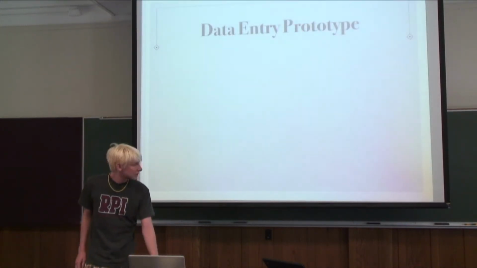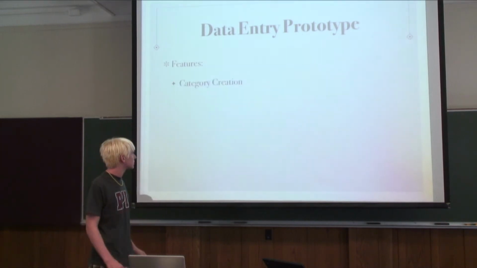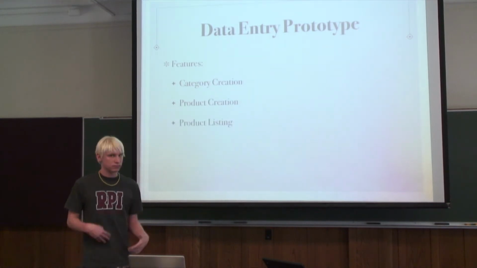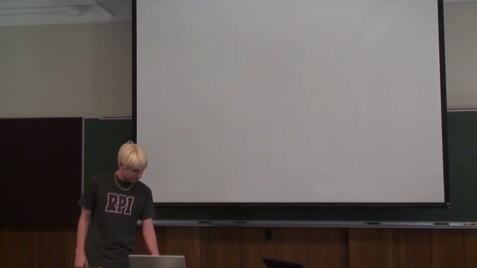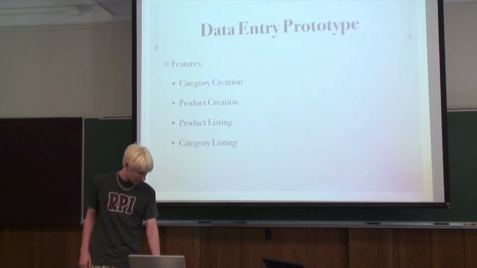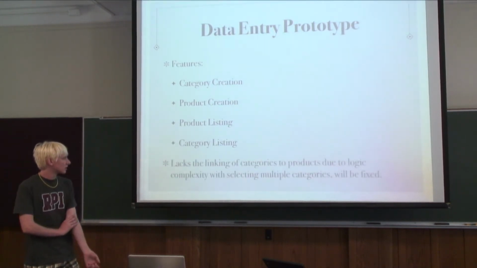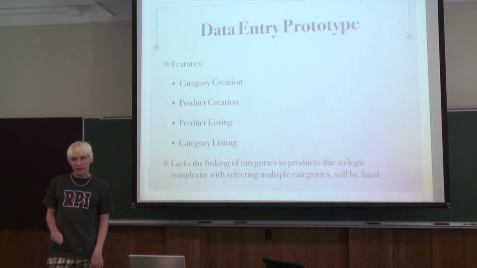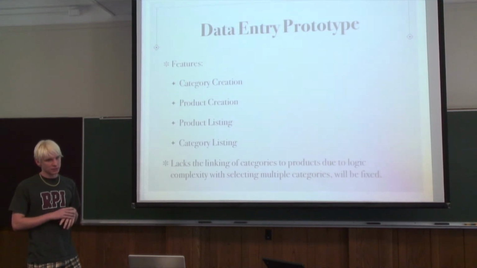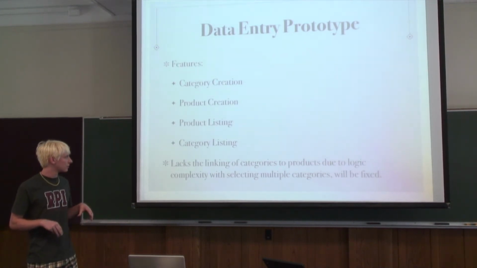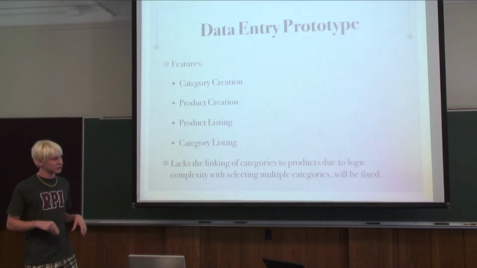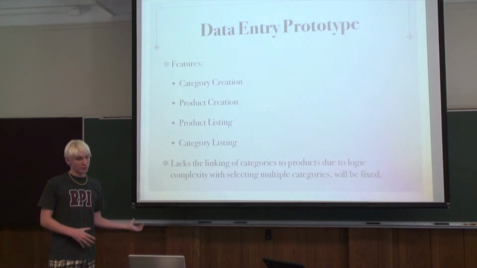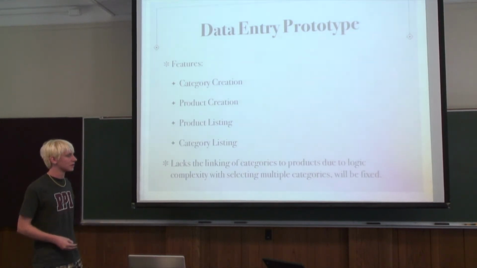So for the data entry prototype, the features currently are you can create a category, you can create a product, and you can list out the products and list out the categories. It currently lacks the linking of categories to products. There's a bit of a logic complexity because I want to make a product have multiple categories, and I'm still trying to figure out how to do that in the UI, and it's a little confusing. I want it to take like a week to do that, just because it'll solve problems with other things in the future. So I want it to be right on this first one.